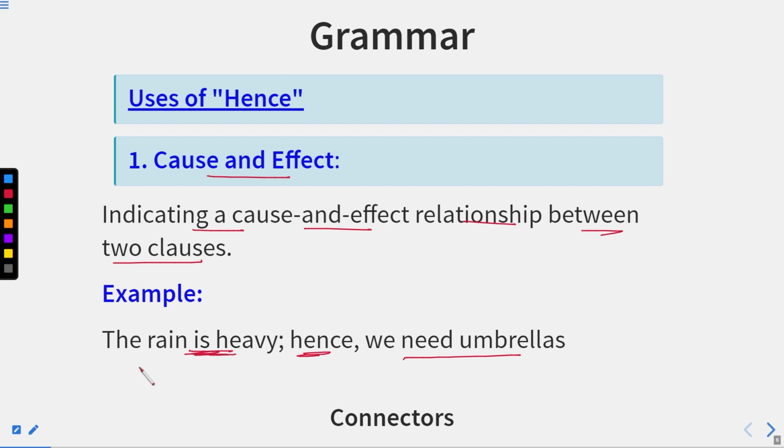Now I can also write this sentence using the word because, but the structure of the sentence will be changed. For example, if I use because over here, I can write we need umbrellas because the rain is heavy. Now what happens? The cause clause will come after the word because, and the effect clause will be the first part of the sentence, or will come prior to the word because. So here the structure of the sentence will change in case of result denoting connectors. Now let us move further.